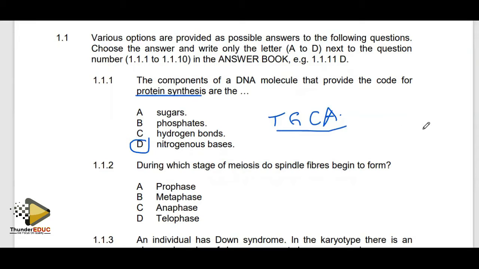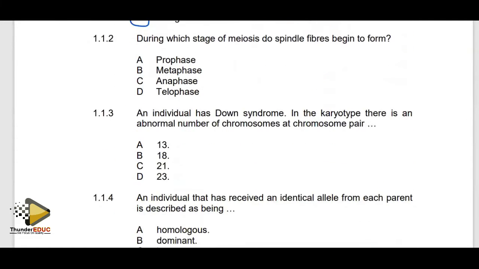Then 1.1.2: during which stage of meiosis do spindle fibers begin to form? The spindle fibers always begin to form in the preparation phase, which we call the prophase. So it means that the answer is going to be A. I'll explain more when we go to other sections.